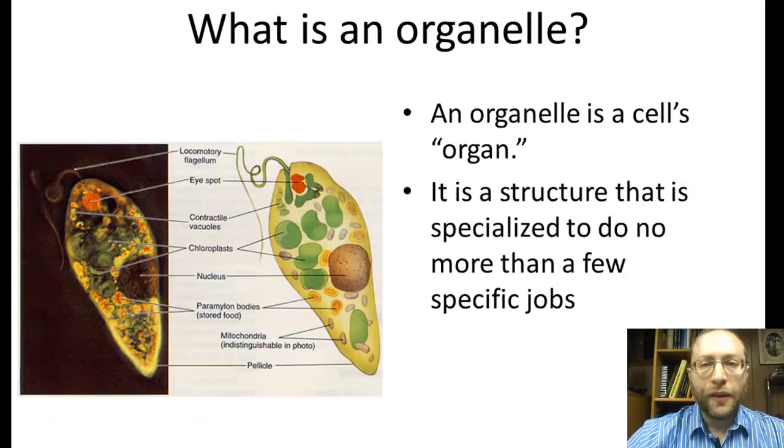Similarly, in the cell, we have organelles, which are little organs. Organelles also specialize in just one or a few specific jobs. The picture that we see here is Euglena, a single-celled organism. Because it's a single-celled organism, it is able to perform all the life functions, and it has all the organelles that we see here. A lot of them we will be seeing as we go through this.